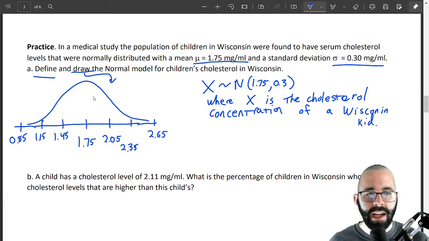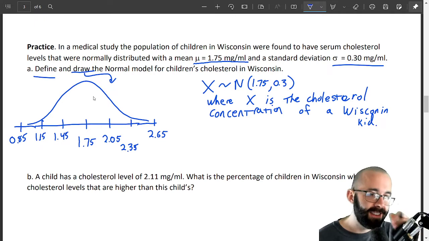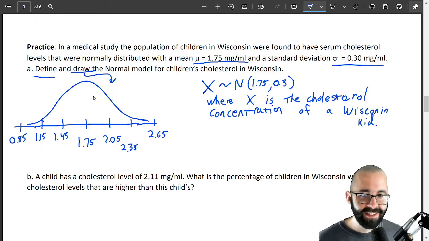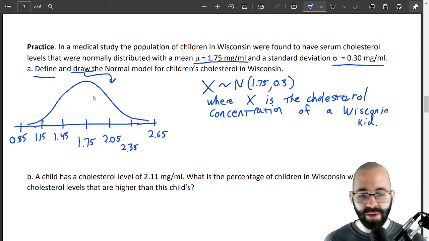Wait a minute. If you're from California, you're called Californian. Wisconsin, are you Wisconsinan? If there's any people from Wisconsin watching this, please let me know. Wisconsinite? Wisconsintonian? I don't know. So now we've finished it. We've defined, we've drawn it.